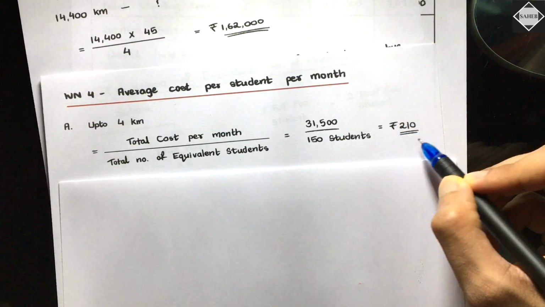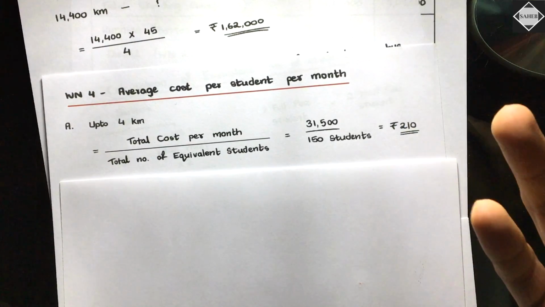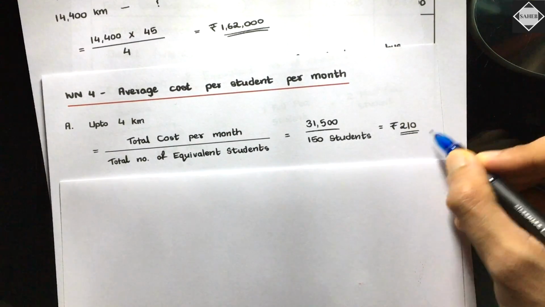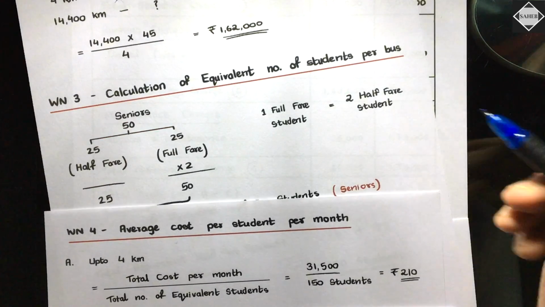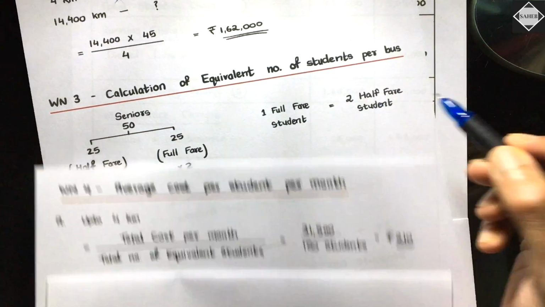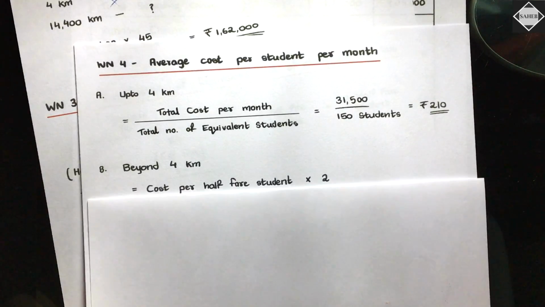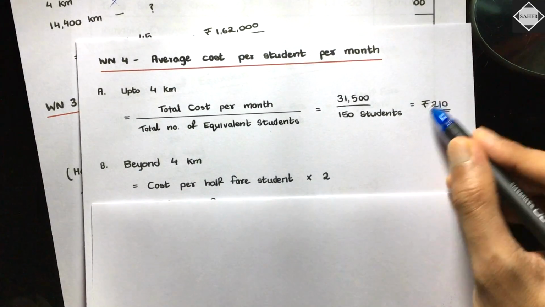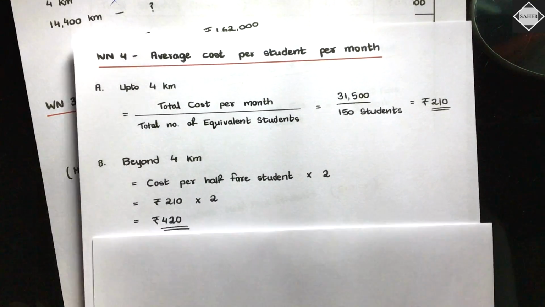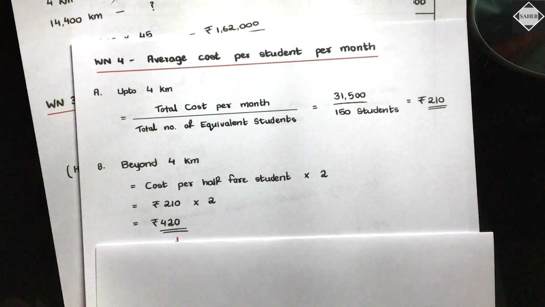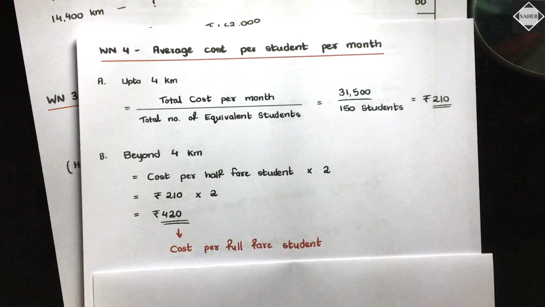What is the cost of half fare student? What is the cost of full fare student? What you will do? You will just multiply this by 2, because one full fare student is equal to 2 half fare students. So beyond 4 kilometer, you will take this cost per half fare student into 2. That is equal to how much? 420. So this 420 is the cost per full fare student.